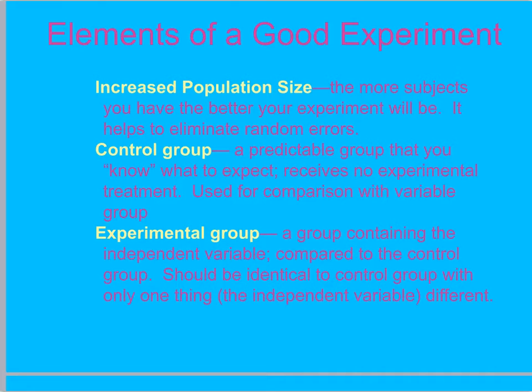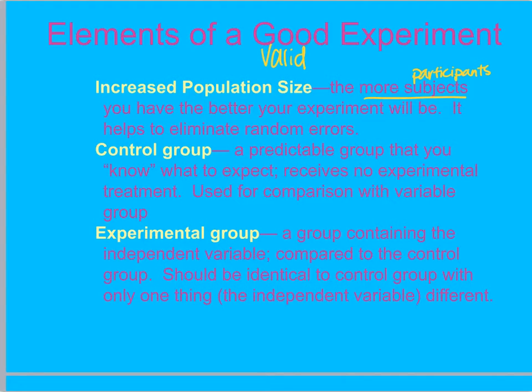Elements of a good experiment. This is what makes a good experiment. So the opposite of these things are going to make a bad experiment or an invalid experiment. Good is also known as valid in science. So, increased population size. The more the better. The more subjects, the more participants you have, the more valid your results will be.